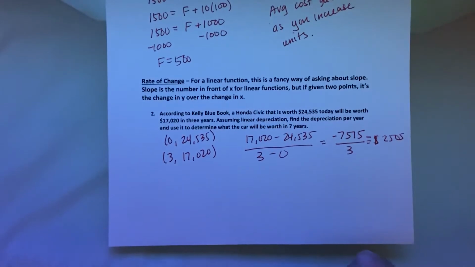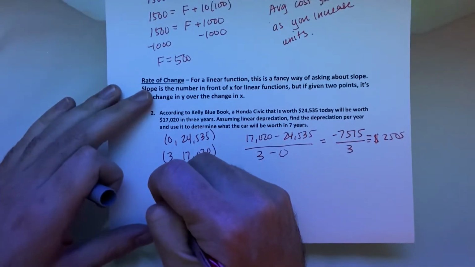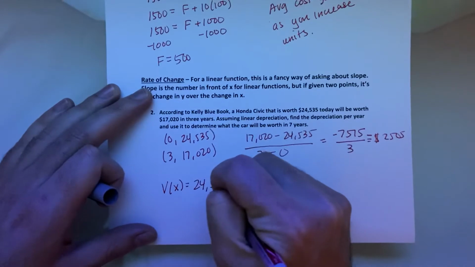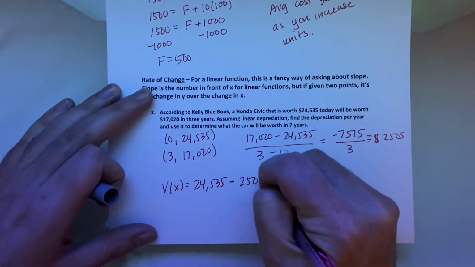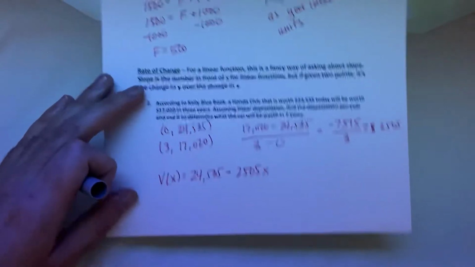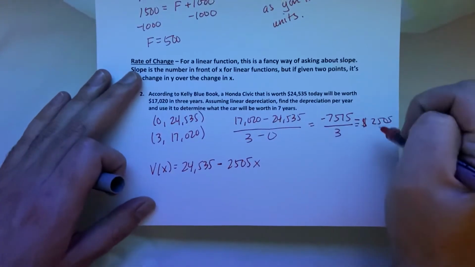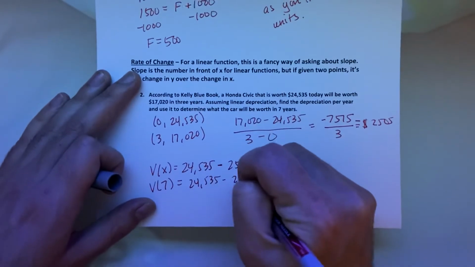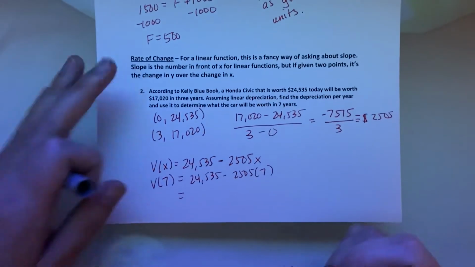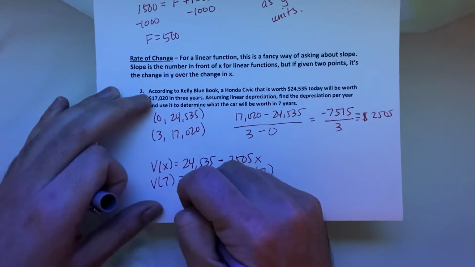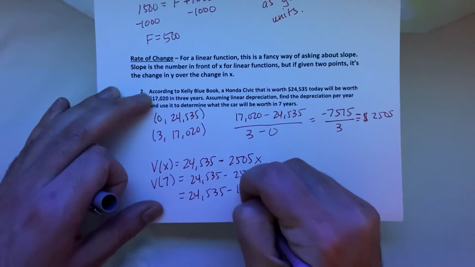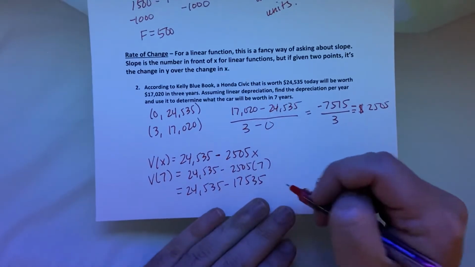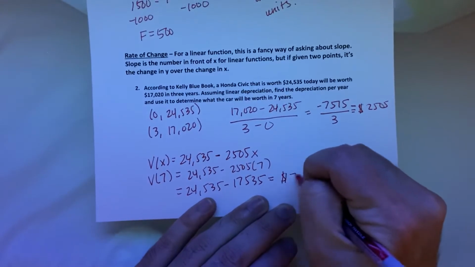Now, it wants to know what that is going to be worth in 7 years. So the function for the car, we'll call it the value function, is its current value, 24,535, minus that 2,505 times x, where x is the number of years. So it wants to know what that value is after 7 years. So 2,505 times 7 is 17,535. And when you subtract those, that's a nice, convenient 535 for both of these. That is $7,000.